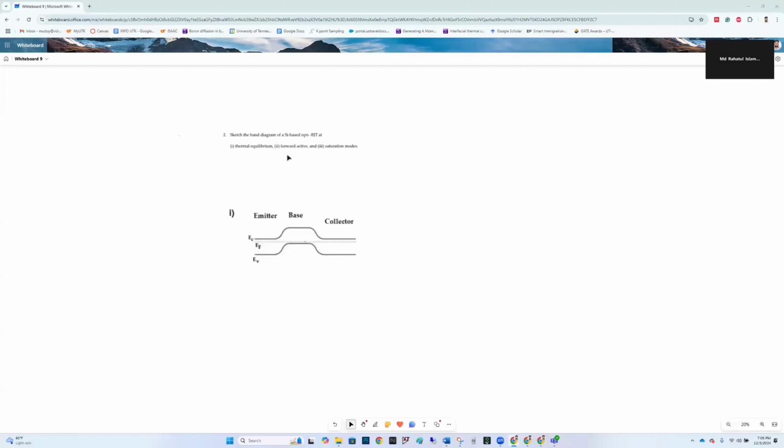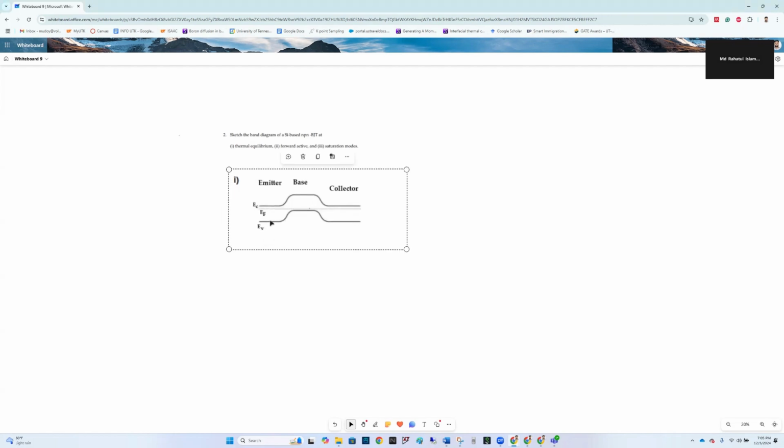So here in question number 2, you have to sketch the band diagram of a silicon-based NPN BJT. This is an NPN BJT, just the opposite of the previous question actually. So at thermal equilibrium, as you can see, it's NPN. We know that in the N region, EF should be nearer to the EC. That's what is shown here. And in the base, it is a P region, so EF should be nearer to the EV. This is EV. And in the collector region, this is an N region, that's why the EF here is nearer to the EC, right? So this is the band diagram at thermal equilibrium.